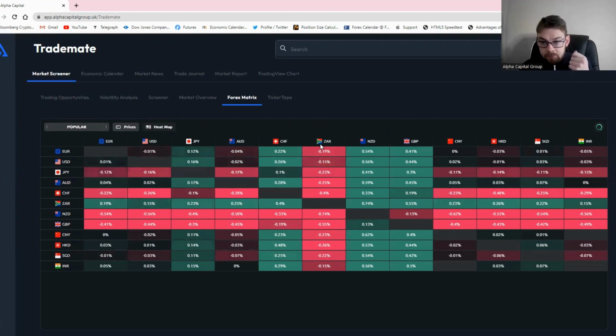The South African rand has obviously been on the inverse. So it's important to obviously look at these things retrospectively as well.